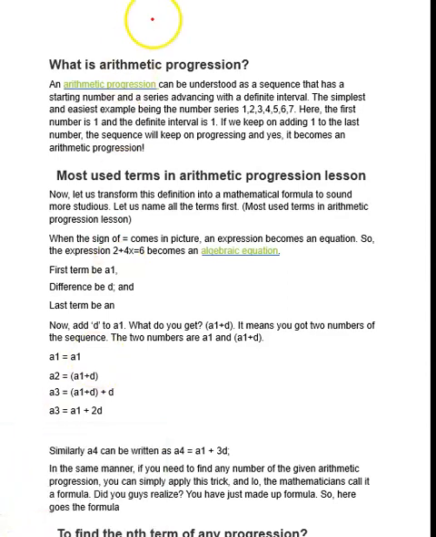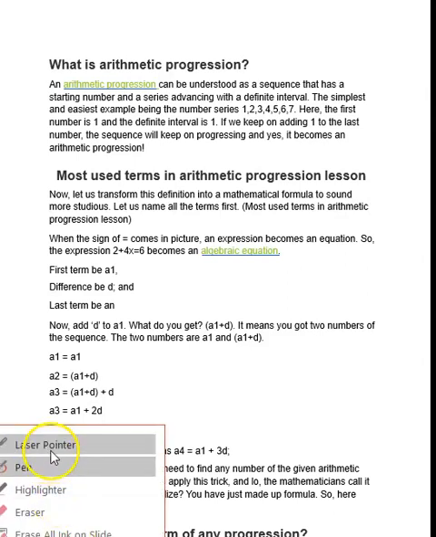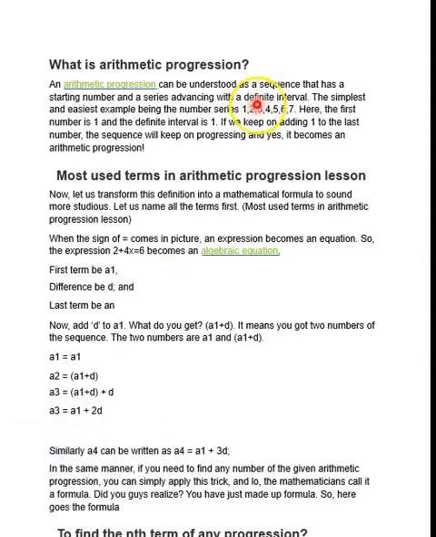Okay, if I write the sequence 1, 2, 3, then I can clearly see the difference between them. 2 minus 1 is 1, 3 minus 2 is 1. So in this way we are getting a common difference. Here the first number is 1 and the definite interval is 1.